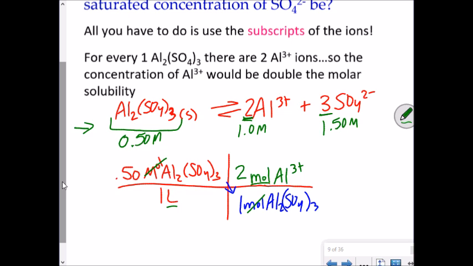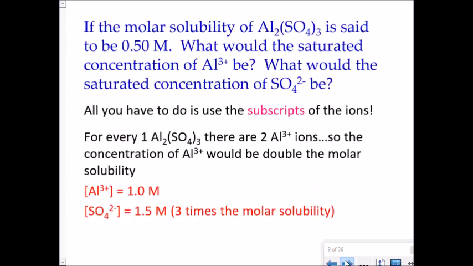Okay, any questions about that before we move on? This is kind of review of Unit 1 stuff though. Remembering that when one formula unit breaks apart, you're going to get 2 to 3 of those different ions. All right, so now, looking at it, there are the answers. Yes, so it'd be 3 times the molar solubility. The molar solubility is the 0.5. The aluminum concentration would be double. The sulfate would be triple.